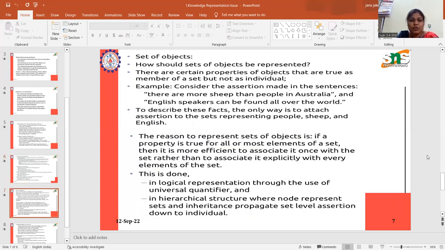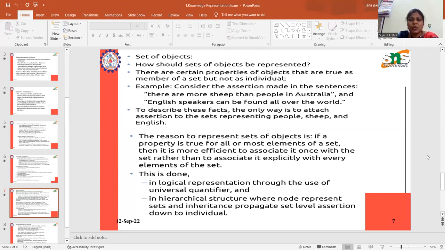Set of objects. How should sets of objects be represented? There are certain properties of objects that are true as members of a set, but not as individuals. To describe these facts, the only way is to attach assertions to the sets representing people, sheep, and English. In the above example, consider the assertions made in the sentences: there are more sheep than people in Australia, and English speakers can be found all over the world.